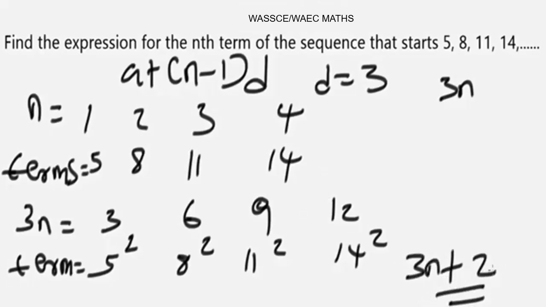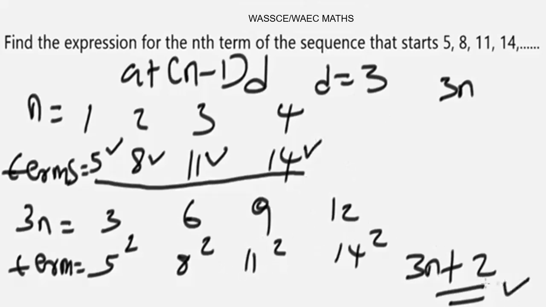Now let's check if this expression is correct. Let's see if we get back each of these numbers respectively. When n is 1, 3 times 1 is 3, plus 2 gives us 5. Correct. When n is 2, 3 times 2 is 6, plus 2 gives us 8. Correct. When n is 3, 3 times 3 is 9, plus 2 is 11. Correct. When n is 4, 3 times 4 is 12, plus 2 is 14. So that shows that this expression is correct.